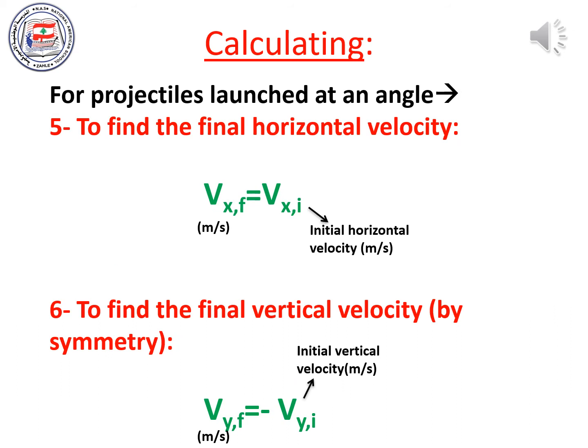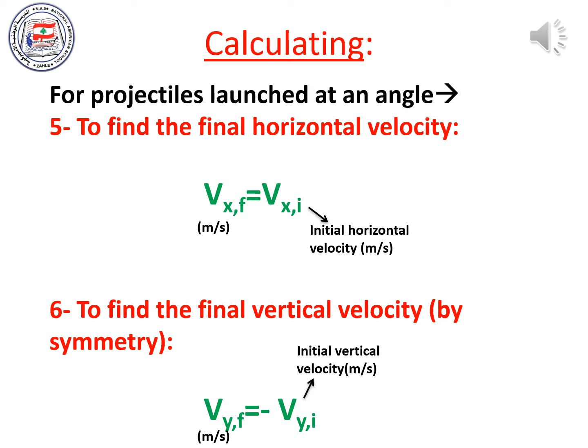Now, in order to find the final horizontal velocity, we use the magnitude of the initial horizontal velocity, since we already stated that the horizontal component of the velocity remains constant, because nothing affects it. Gravity only acts in the vertical direction. So Vxf is equal to Vxi, and they are both measured in the same unit, meters per second, and they both have the same direction, since the direction of the horizontal velocity doesn't change.